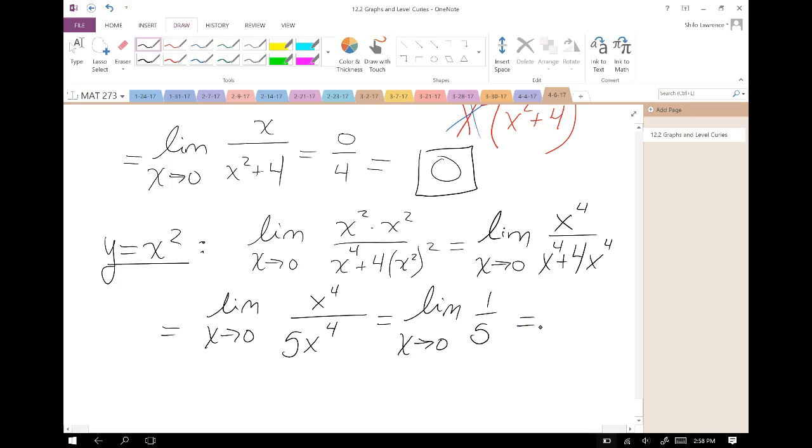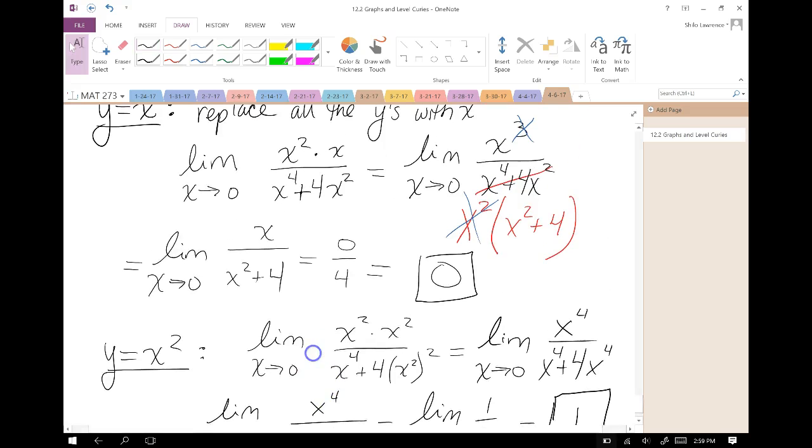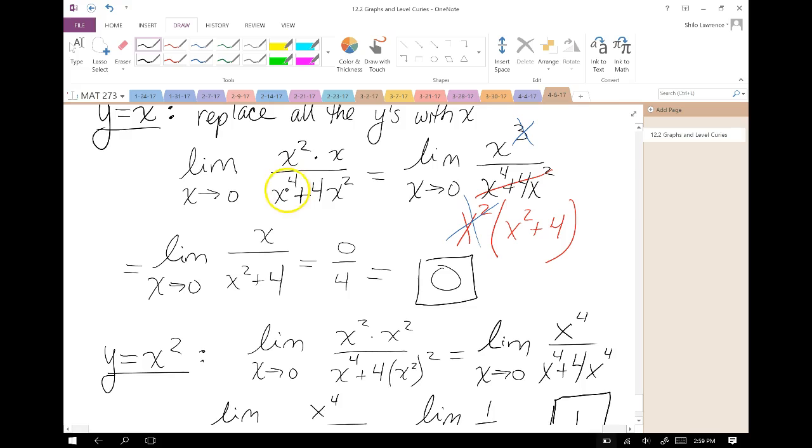What's this limit? 1/5. We found a different path that gives a different answer. That means at 0, 0, there is a gap in this graph, which means the limit does not exist. So for these, we pretty much have to guess until we can find the function, right? Well, there is a trick.